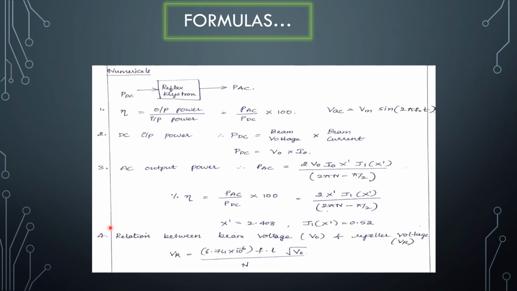And the fourth formula is the relation between beam voltage V0 and the repeller voltage VR, where VR is defined as the ratio of 6.74 into 10 power 6 into F into L root of V0 divided by N, where F is the frequency and L is the length, and V0, as we know, is the beam voltage, and N is the mode.